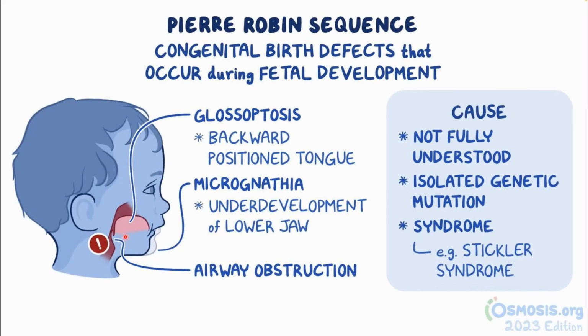So you can see the Pierre-Robin sequence here. There is glossoptosis, micrognathia, airway obstruction, etc.